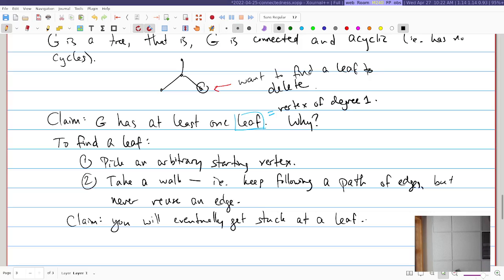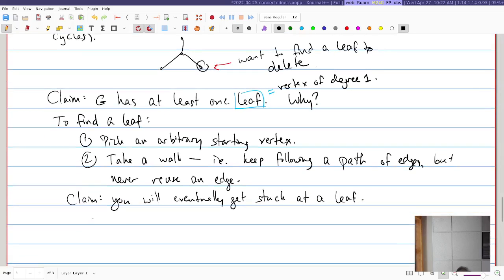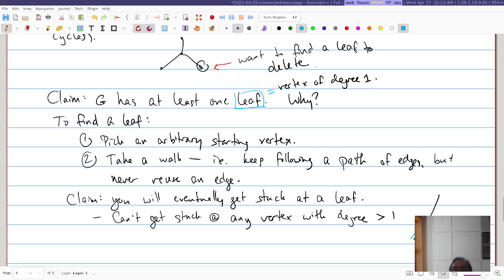The question is, why will we get to a leaf? So, we can't get stuck at any vertex with degree greater than 1. Because if I come into it along an edge, there will always be at least one other edge that can go out because it's got degree 2 or greater. You know, it might look like this. So if I come in this way, then I could go out this way.